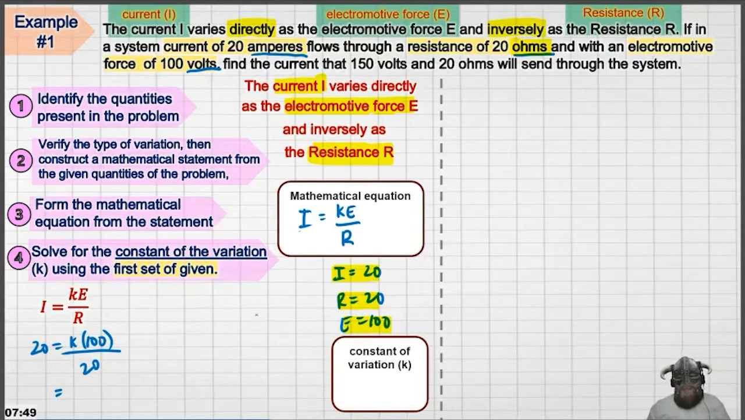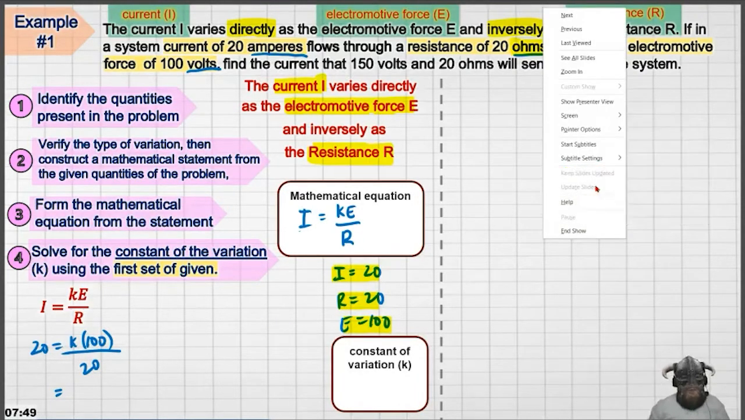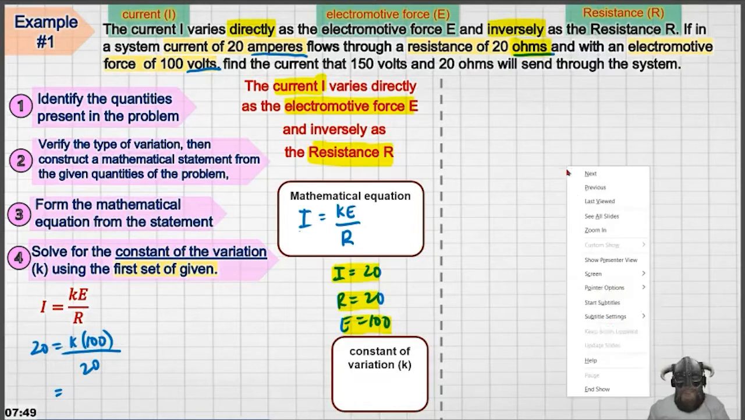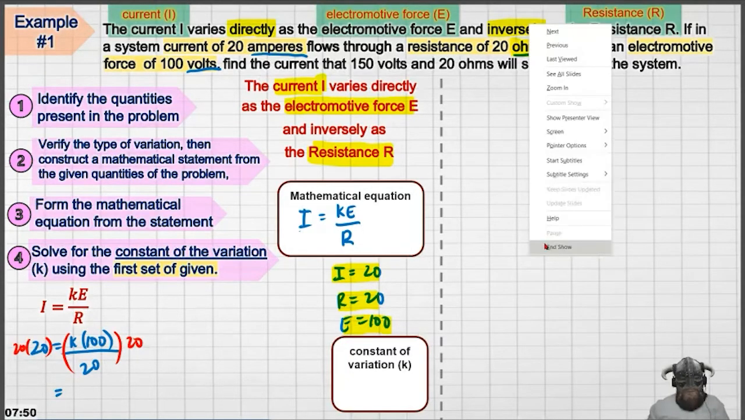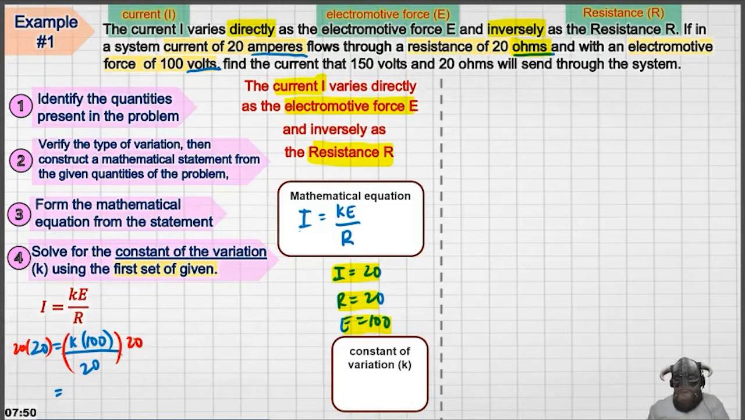Now, all you need to do is to remove the denominator 20 dun sa right side ng equation natin, we can multiply 20 for both sides. So pwede na itong masimplify. 20 divided by 20 will just be 1. So we have here, K times 100. So 100K nandito sa right side. And dito sa left is 20 times 20, which is 400.